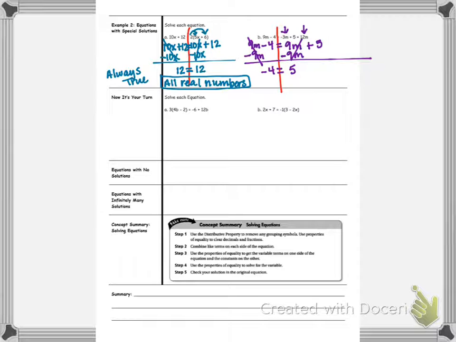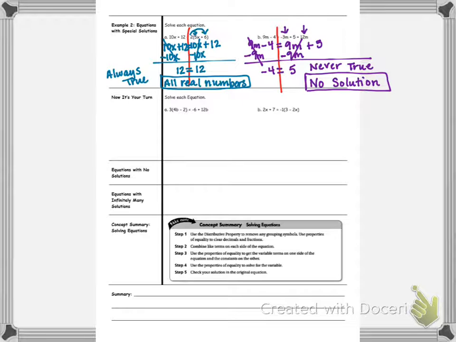And so now it tells me the statement negative 4 equals 5. And we know that's not right. That is never true. There's never an instance where negative 4 will equal 5. So we call that a special solution. That is a no solution. There is no value I can plug in for the variable m that will give me a true statement.